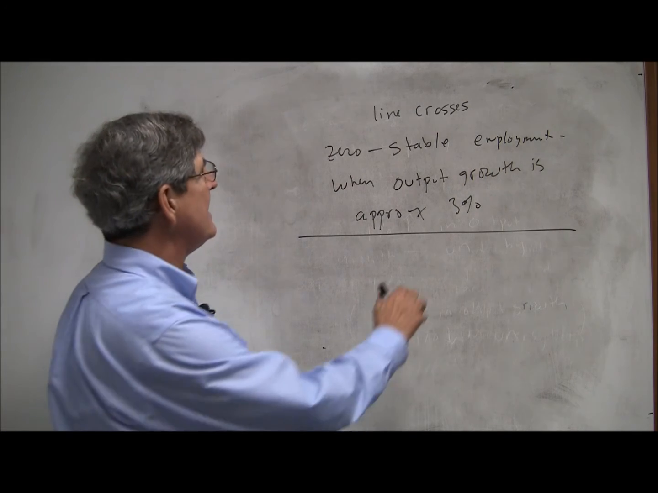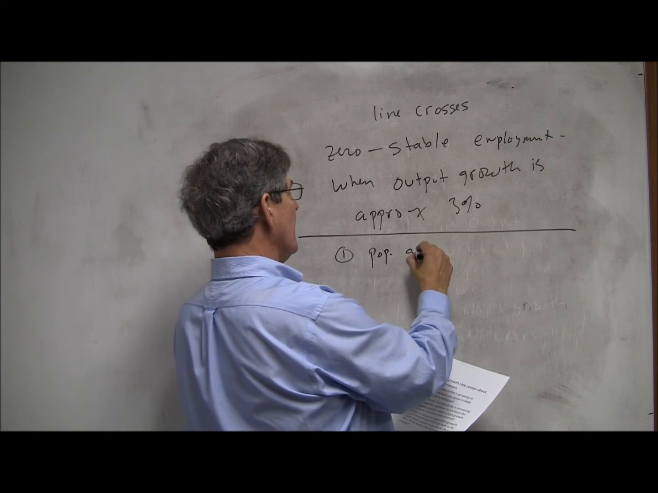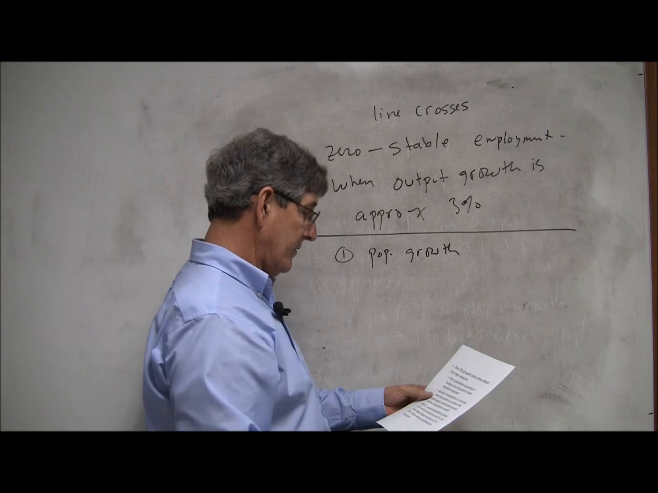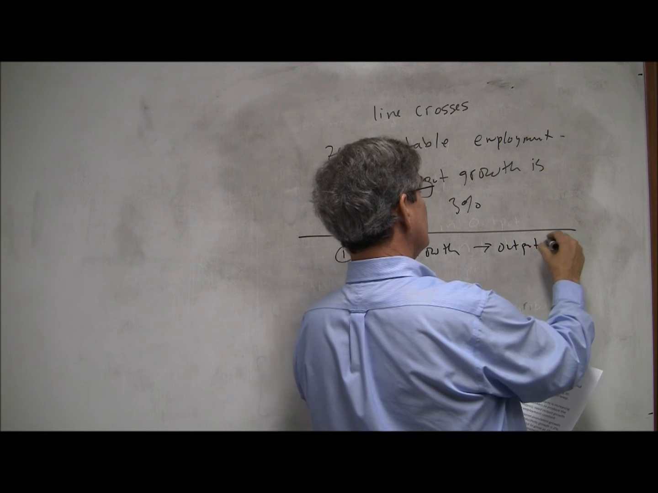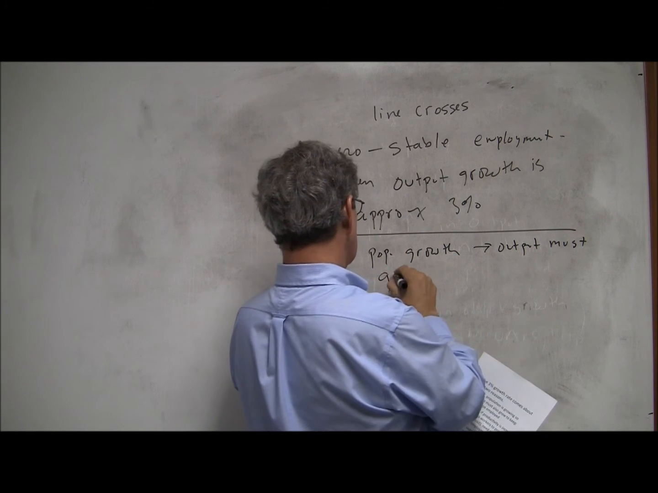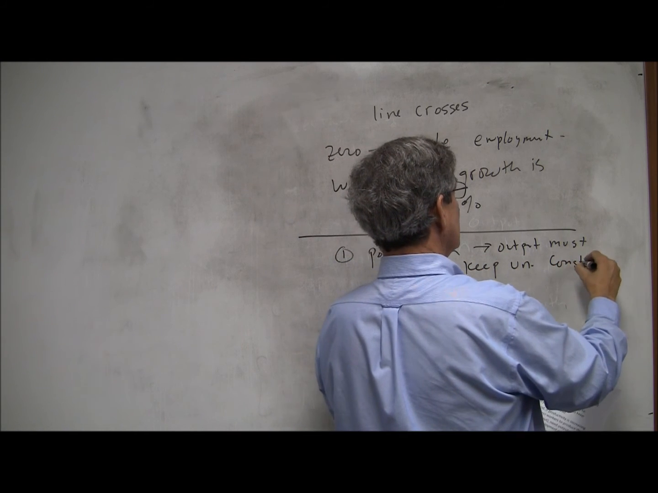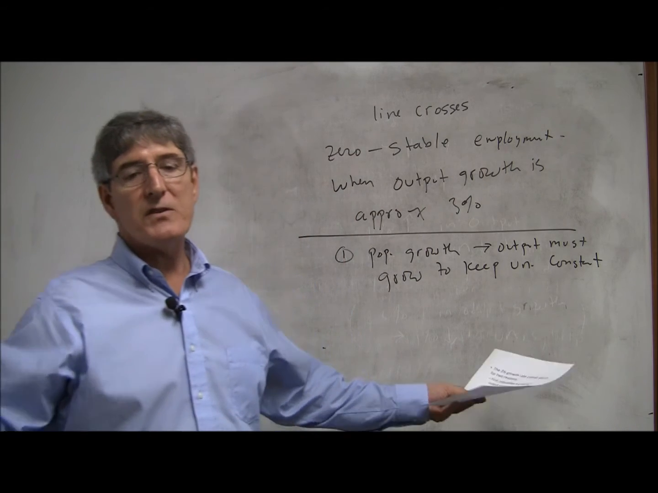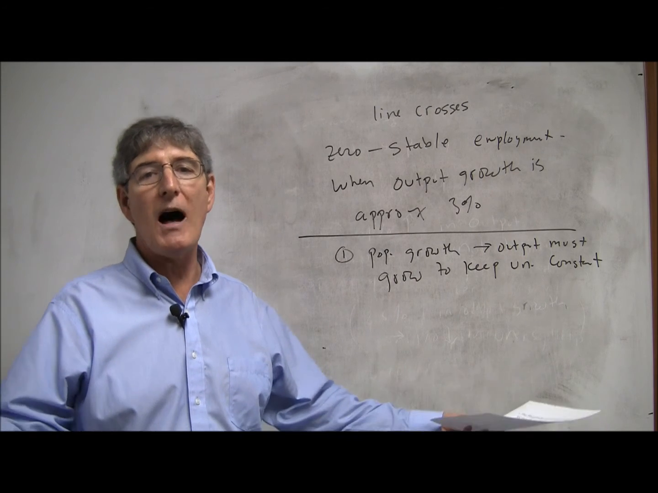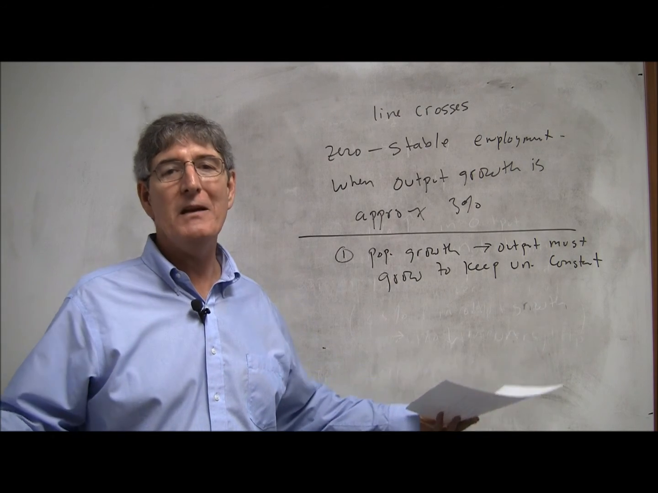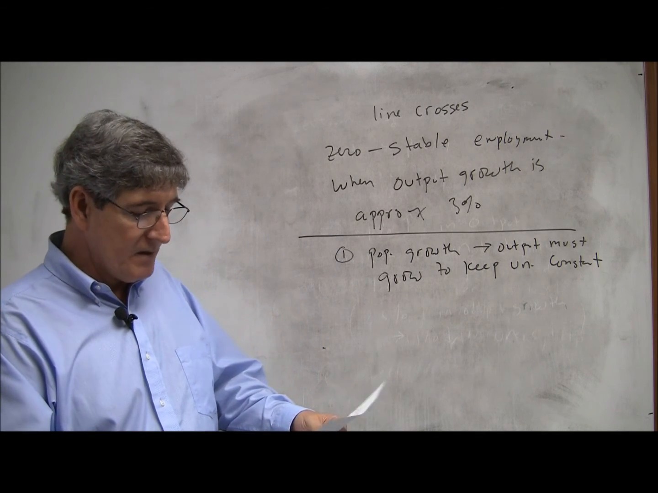So where does that number come from? Where does this 3% come from? First, population growth is part of output growth. Output must grow to keep unemployment constant. If the population is growing and the output is stable, the number of jobs is stable, you're going to get more and more unemployment. So you need the rate of jobs being created in the economy to grow at about the same rate as population is growing, if there are no productivity changes.